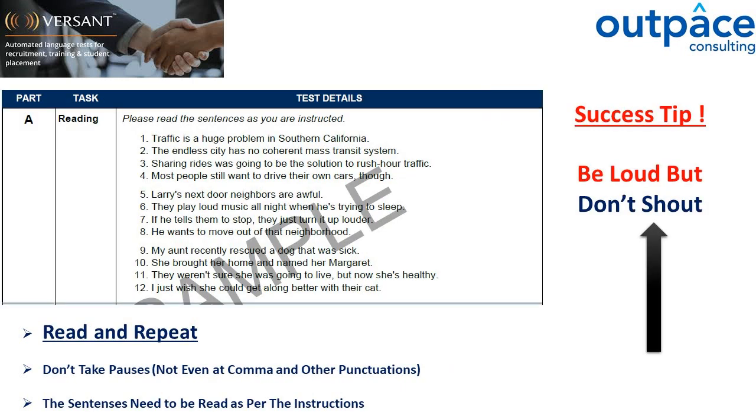Coming to section number 1, which is section A, it is a simple section called read and repeat. There will be 8 to 10 sentences given to you on the sheet. An IVR call would say to read sentence number 1, 2, 3, 4, 5, and you just have to read the sentences. A success tip for this section is that you have to be loud, but you do not have to shout. Be loud and clear.